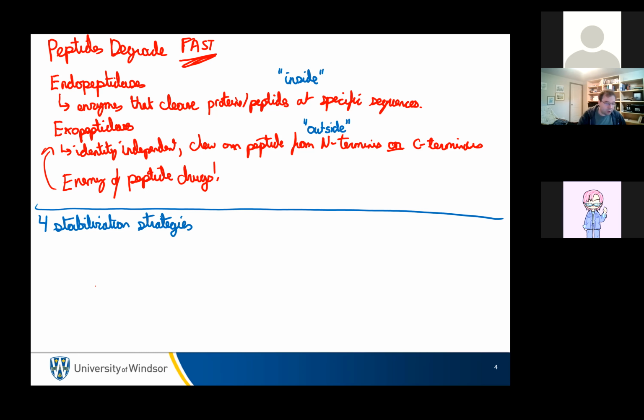Okay, so the four stabilization strategies I want to talk about. Well, let's think about it. Let's see if we can actually come up with some of the four. We're not going to come up with all of them because a couple of them are a little bit repetitive. But what do you think about ways that we can disrupt exo or endopeptidases?